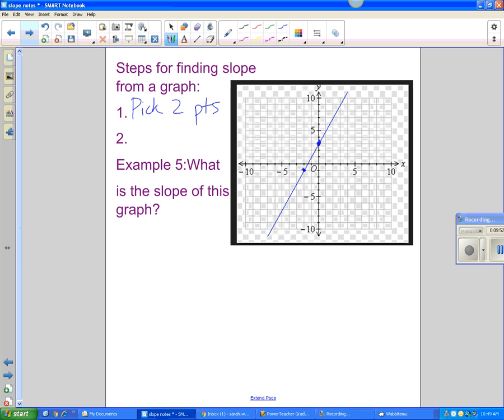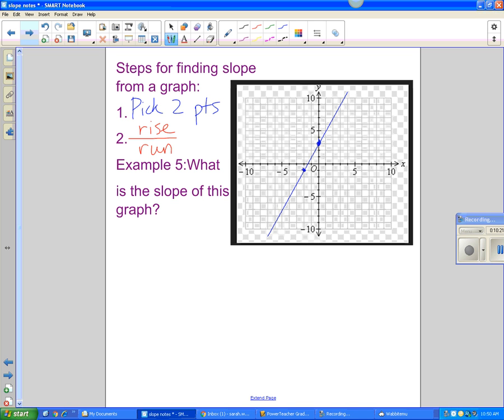Does anybody know what you do next after you pick the 2 points? You could, or you could do something else on a graph. What's it called? Anybody remember? Rise over run. So write that down. Rise over run. So that's the easiest way to do a graph, is to do rise over run. Okay?